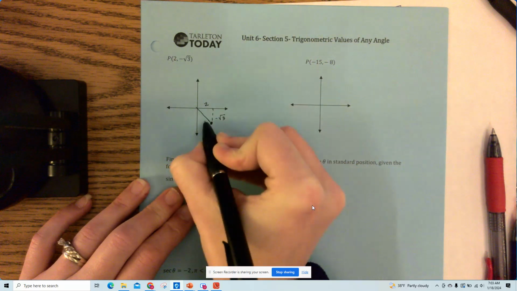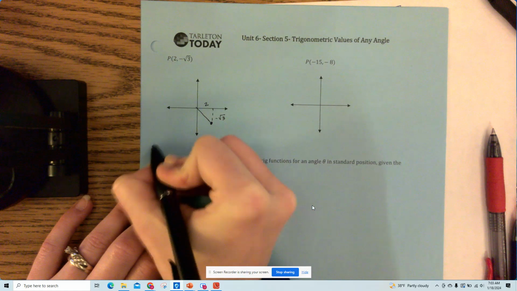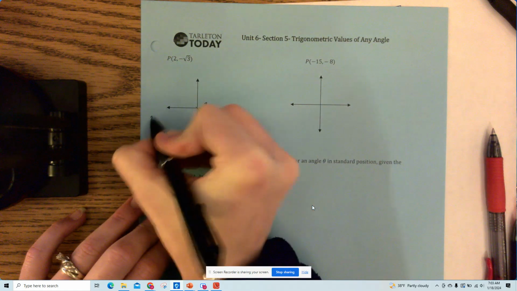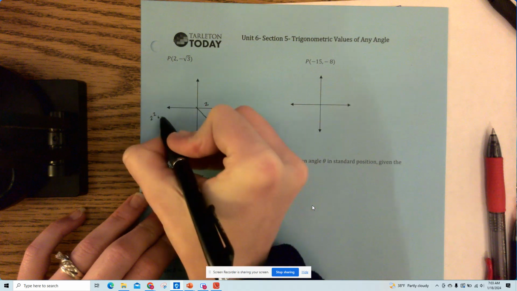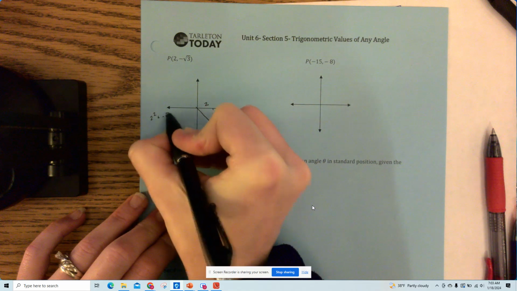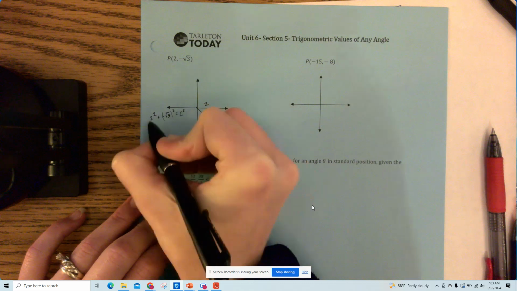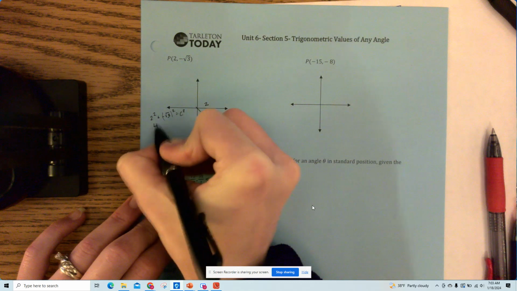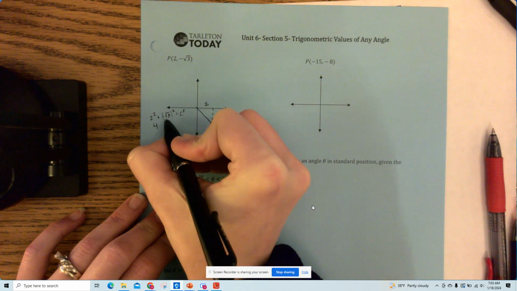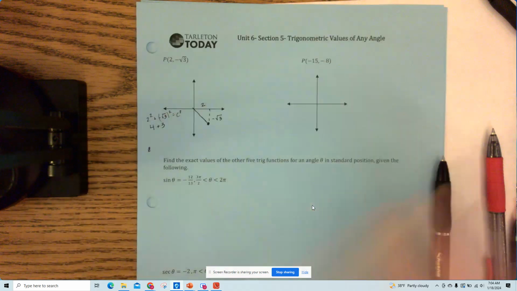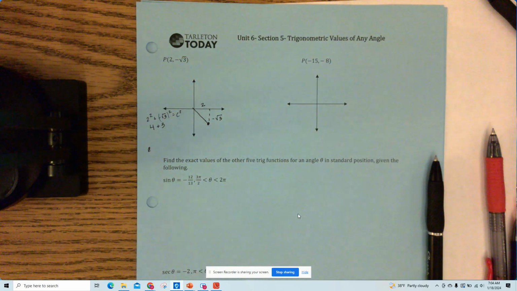And then to find this, we would do 2 squared. I need more room than this. Let's do it here. 2 squared plus the negative square root of 3, this whole thing gets squared, equals c squared. This is 4. This would be a positive 3. Actually, let me check that really quick because my brain is saying no, but I think that's correct.